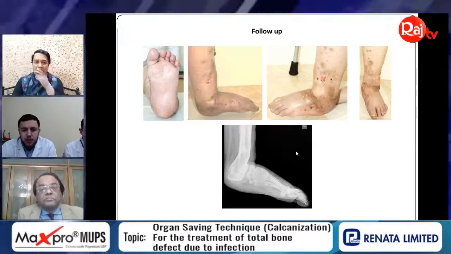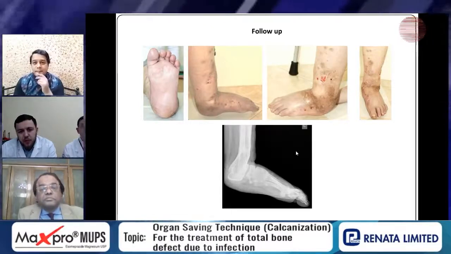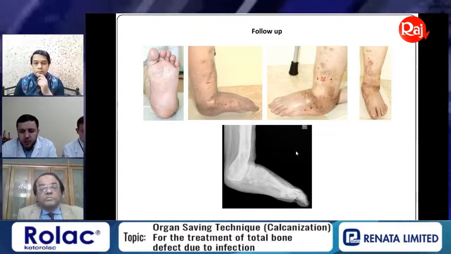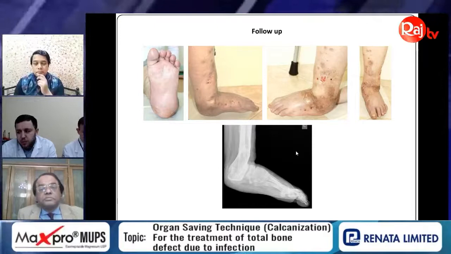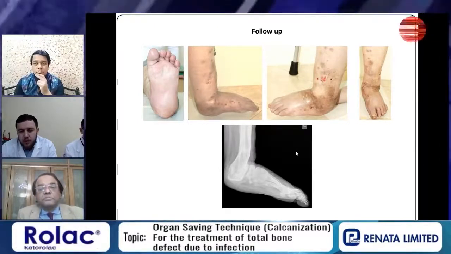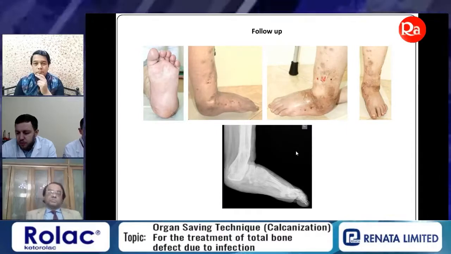The patient has good function of that limb. She does not have recurrence of infection. And she walks with full pressure on her limb.